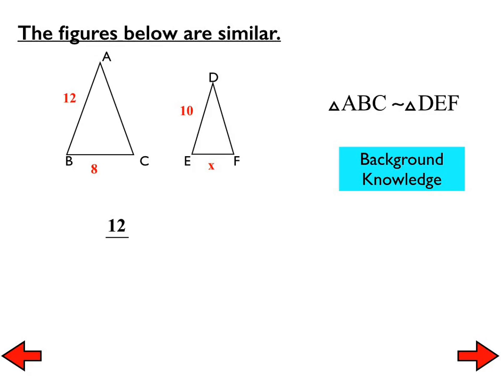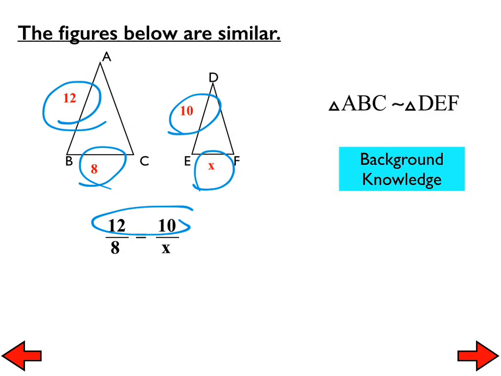So when I lay this out, 12 is to 8 as 10 is to x. Now if you're going to set up a proportional relationship for this, you need to make sure that 12 lines up with 10 right there, and 8 lines up with x.